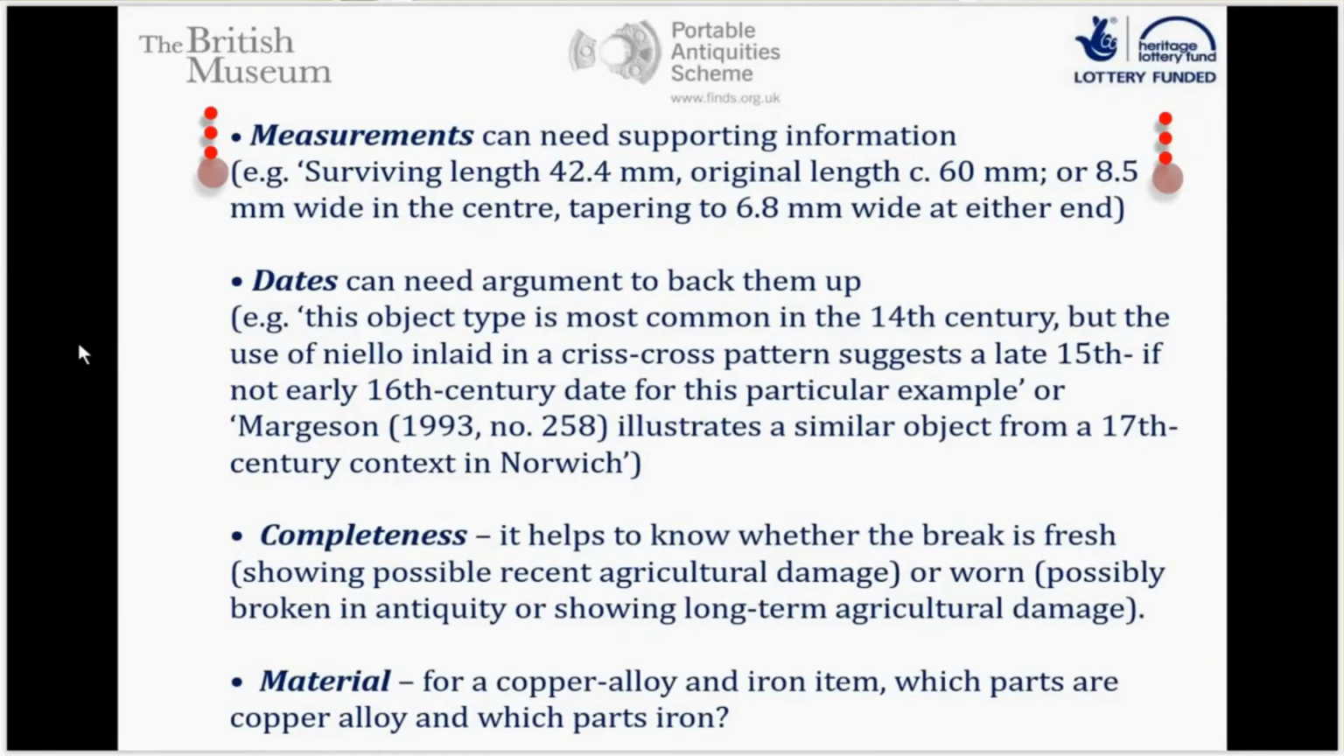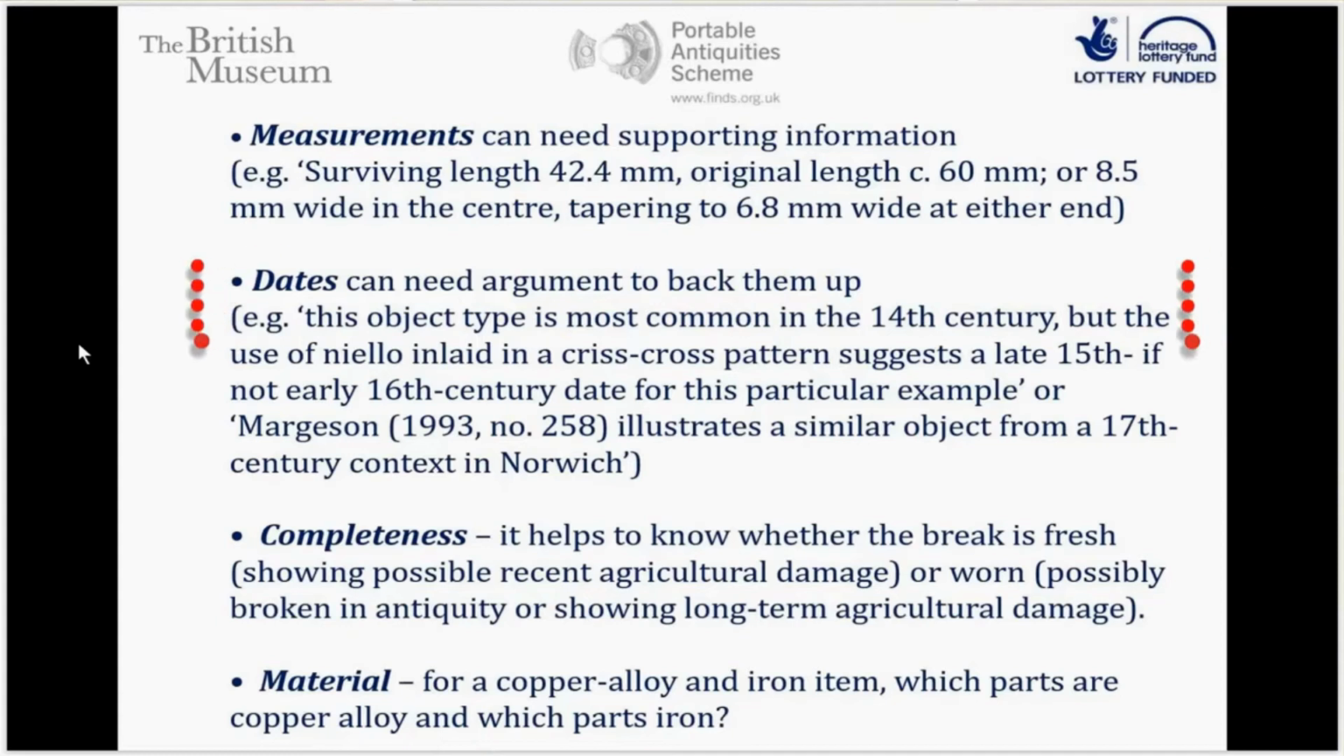And then, sorry about all this text, but sometimes you need to write more, and we've been through measurements earlier on, so you don't just write 42.4 millimetres. You can tell the reader other things. Then sometimes you need an argument to back up a date. You don't just want to put a bold date. Completeness. Is the grape fresh or worn? That's one of the things that people miss out an awful lot, and it's really useful to know.